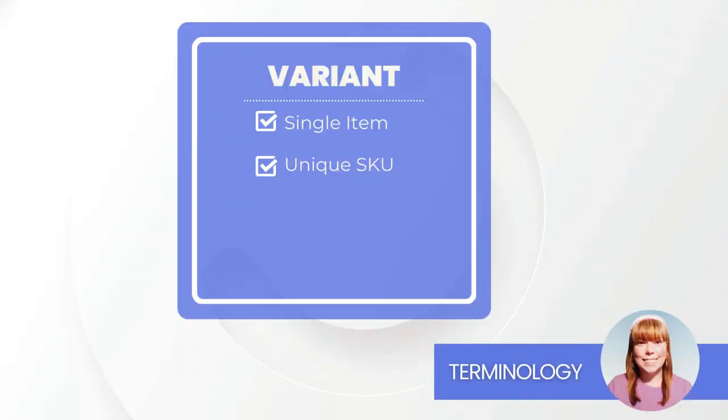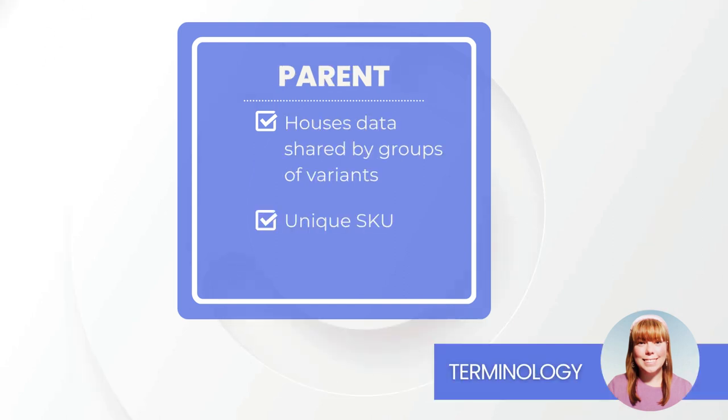Variant. A variant is a single inventory item identified by a unique SKU. Parent. A parent is a group of related variants. Parents are also identified by unique SKUs. We'll talk more about the parent and variant relationship shortly.